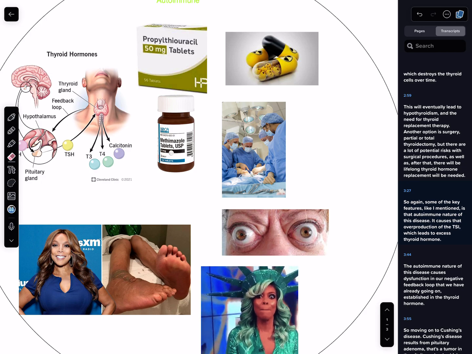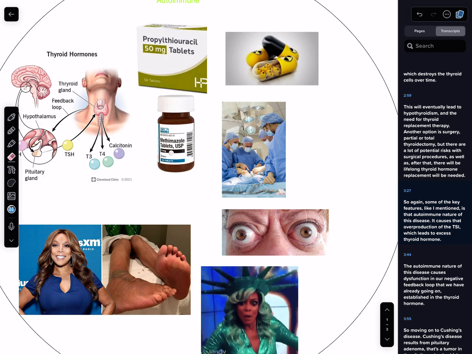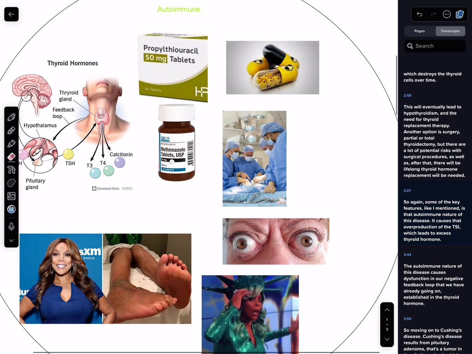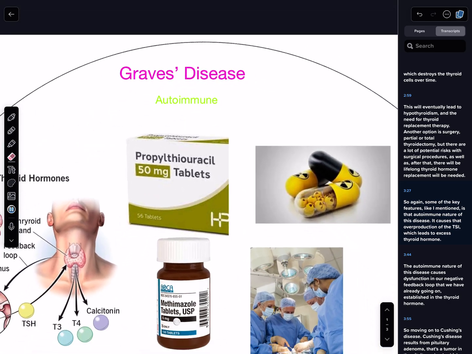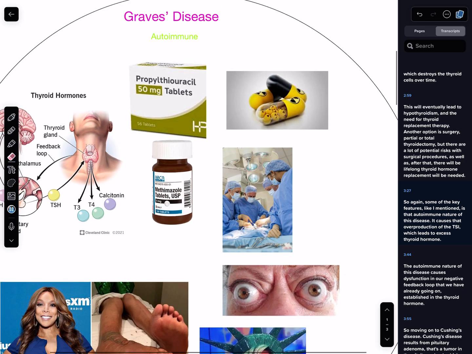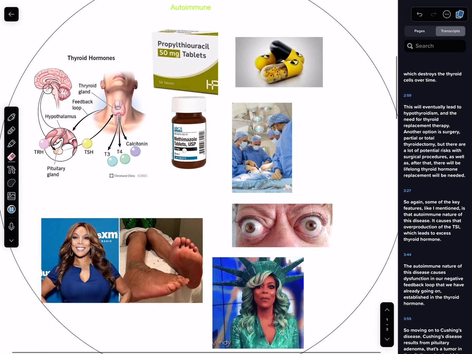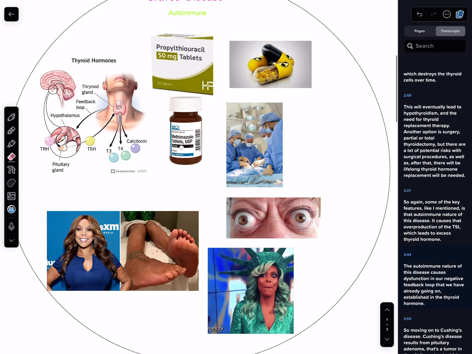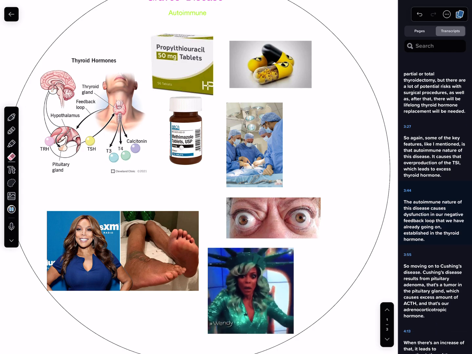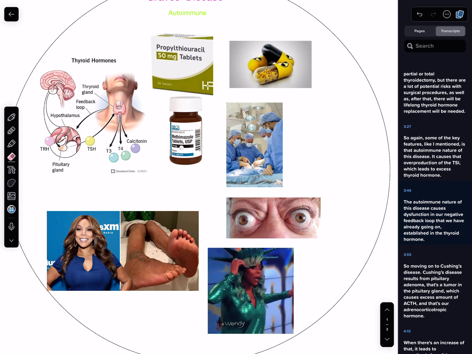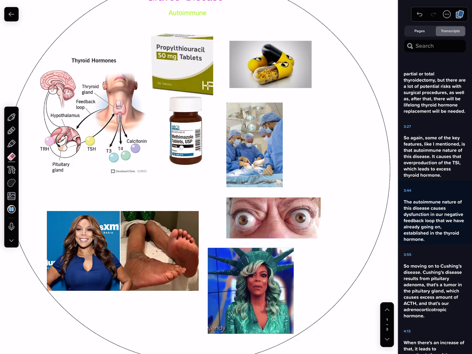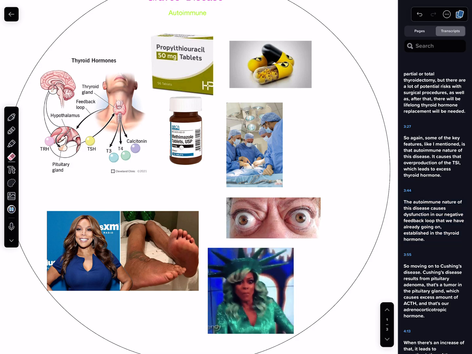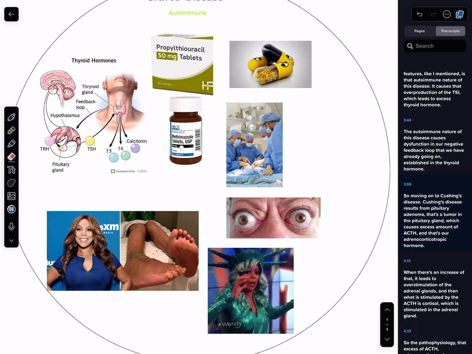So again, some of the key features, like I mentioned, is that autoimmune nature of this disease. It causes that overproduction of the TSI, which leads to excess thyroid hormone. The autoimmune nature of this disease causes dysfunction in our negative feedback loop that we have already established in the thyroid hormone.